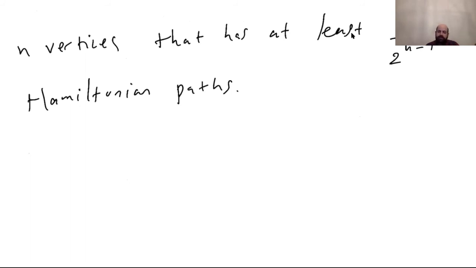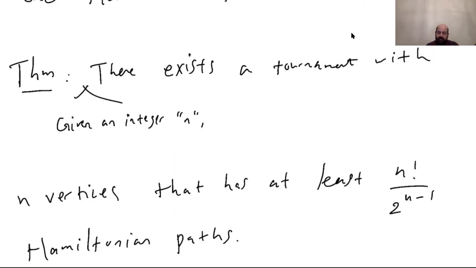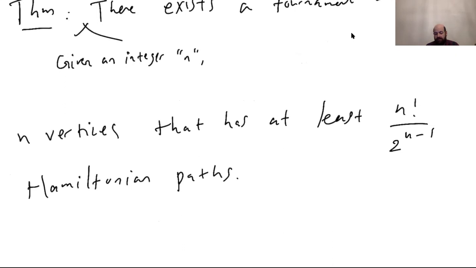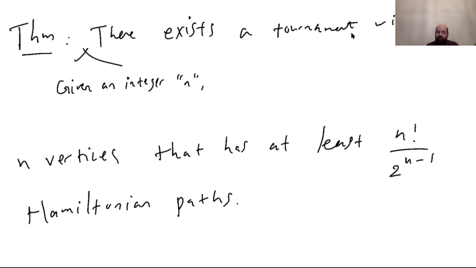Now, the first question you can ask is, but we already know that every tournament has at least one Hamiltonian path. So do you think we can say that every tournament has at least n factorial over 2 to the power n minus 1 Hamiltonian paths?